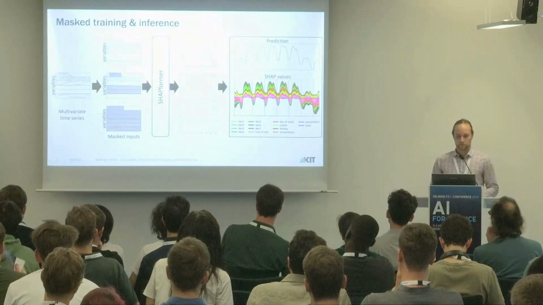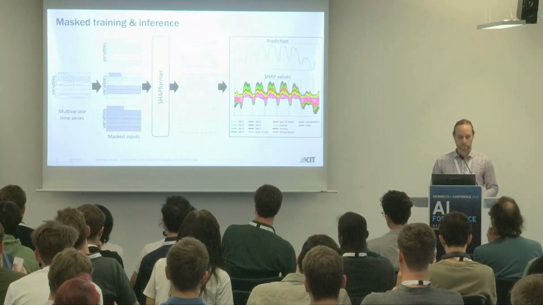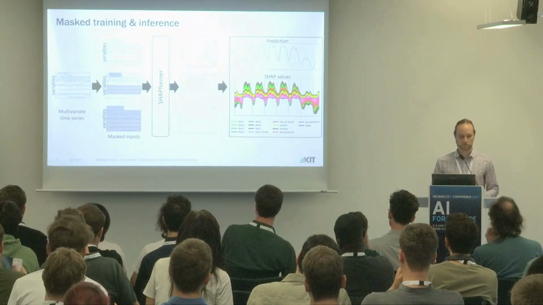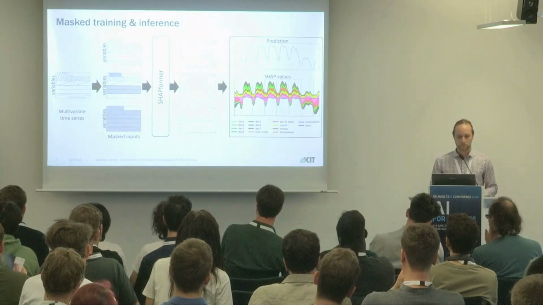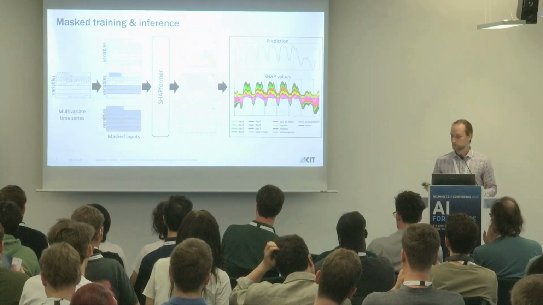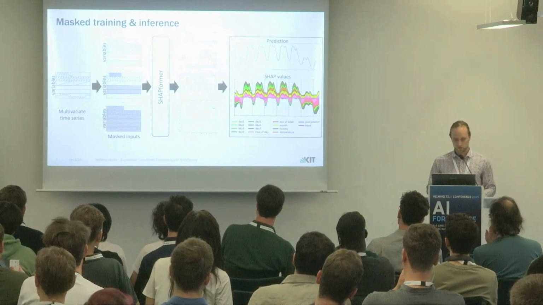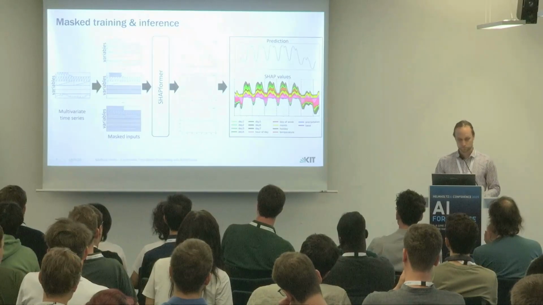The training and inference process looks like this. We start on the left-hand side with the multivariate time series, and then we generate masked inputs, so subsets of the feature groups from this multivariate time series. During training, we sample random masked inputs, whereas during inference, where we want to create an explanation, we use all more than 8,000 subsets.